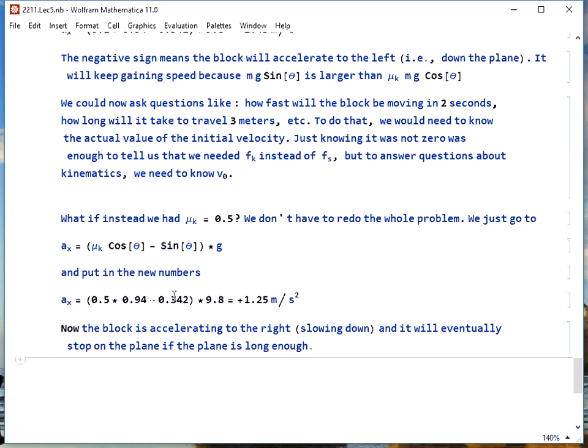So again, we could ask a bunch of kinematic questions like how long does a plane have to be for this to stop? How much time does that take? Things like that. And that's the only place where we care about that.